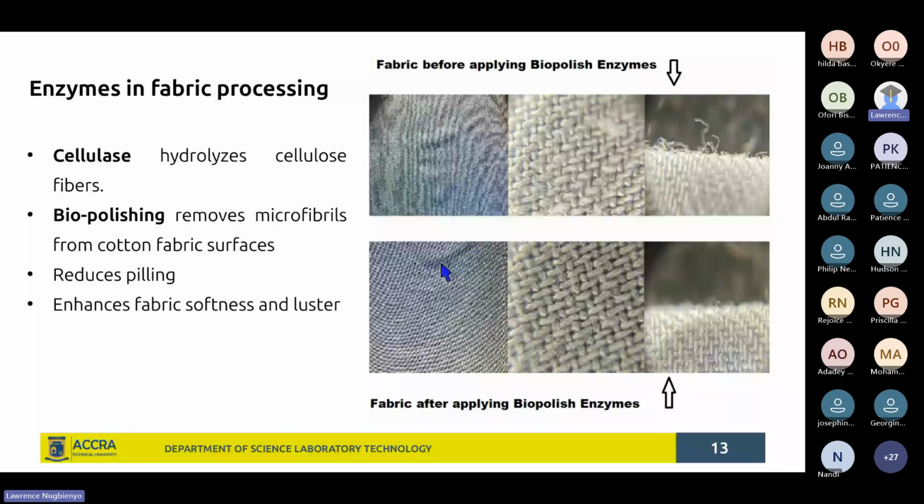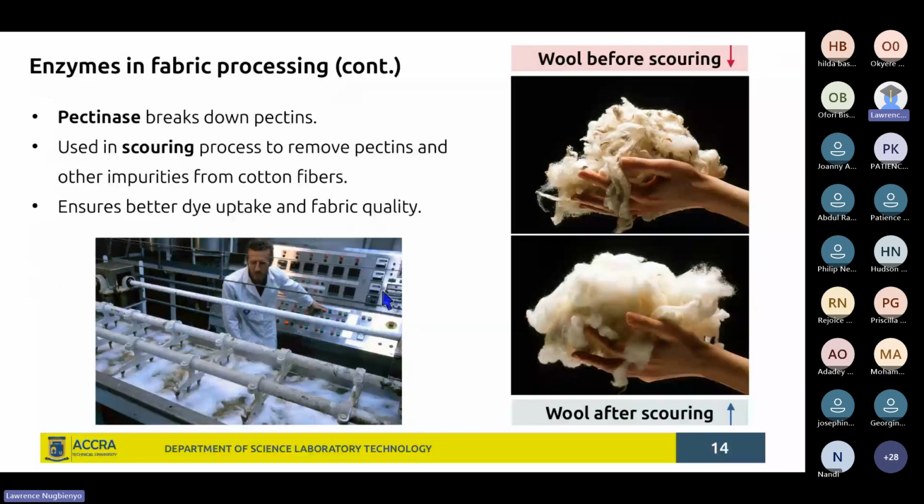We also see the use of the enzyme pectinase in industry, which breaks down another polysaccharide, pectin. Now what you see on the right hand side, at the top, is wool, wool before the process of scouring.